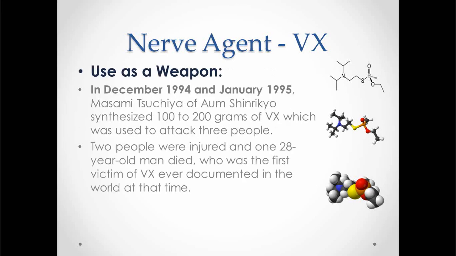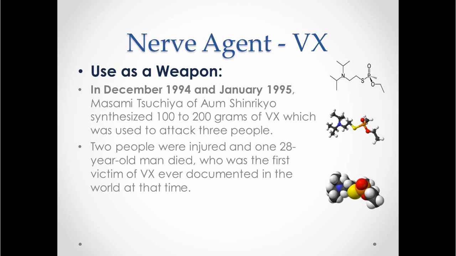Use as a weapon. In December 1994 and January 1995, Masami Tsuchiya of Aum Shinrikyo synthesized 100 to 200 grams of VX, which was used to attack 3 people. 2 people were injured and one 28-year-old man died, who was the first victim of VX ever documented in the world at that time.